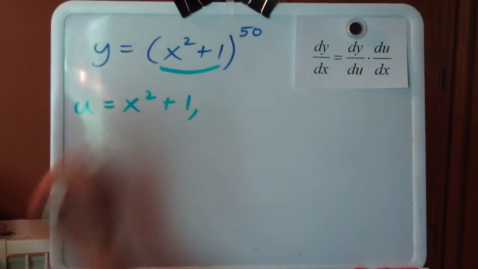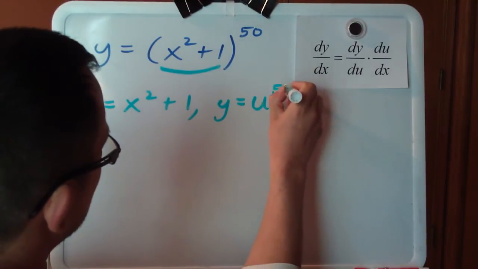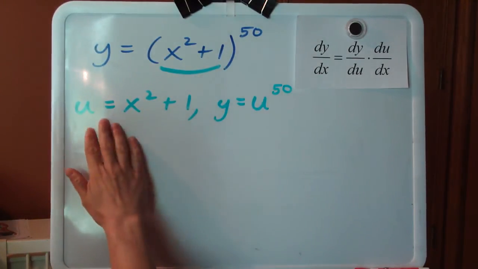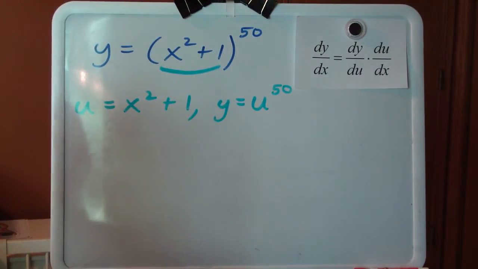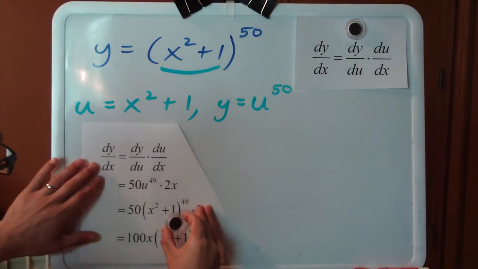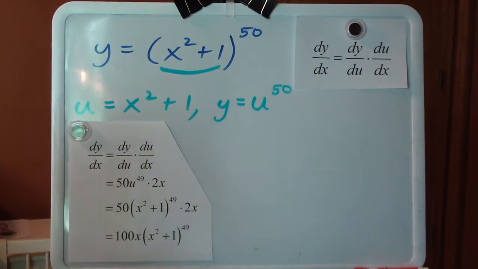And then rewrite this with the u. So y is equal to u raised to the 50th power. So if you use these two statements together, then the chain rule is going to be pretty smooth. So this one here I have worked out. We could just take a quick look at it, right? And we can see what's happening here.